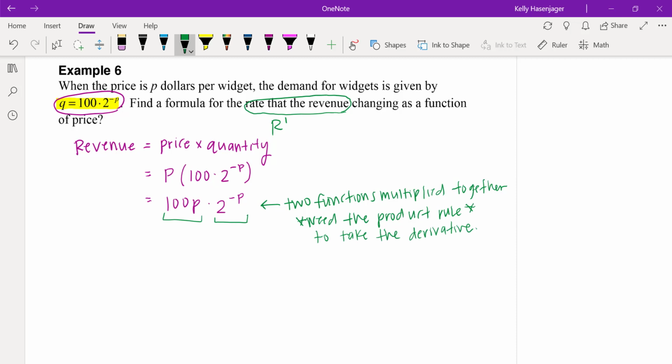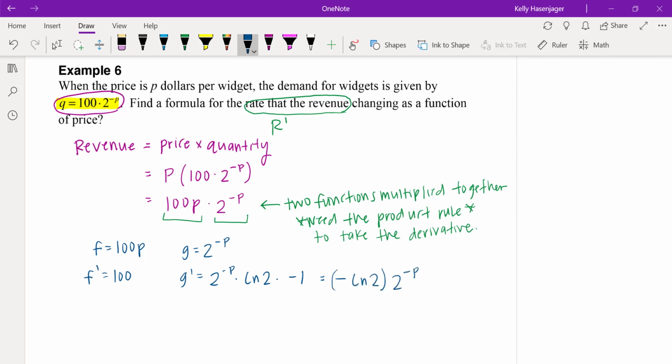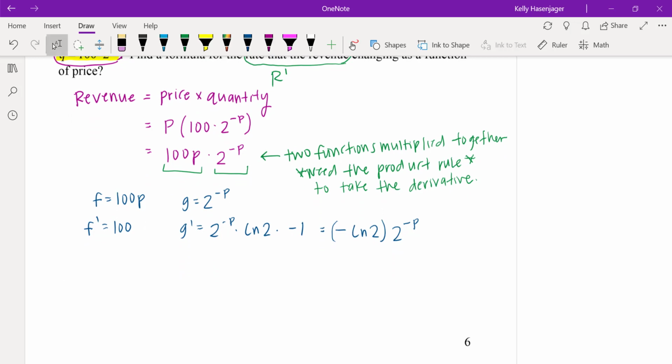So we have two pieces, 100p and 2 to the negative p. Let's set up our two different pieces. So we'll call f 100p and g 2 to the negative p, and we'll take the derivative of each of those. So 100p has derivative 100, and 2 to the negative p. The p is in the exponent, so we're going to use an exponential function derivative. Copy and paste ln of the base times the derivative of the exponent. And then we can simplify that to be negative ln of 2 times 2 to the negative p.